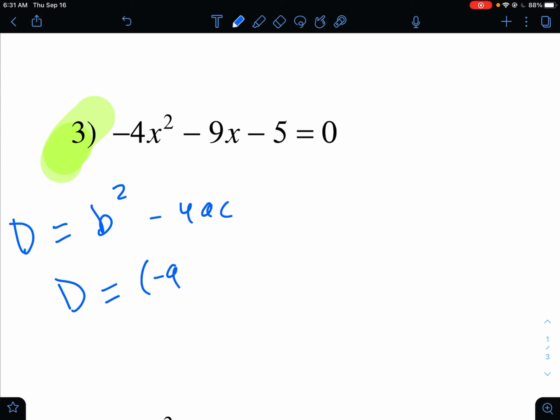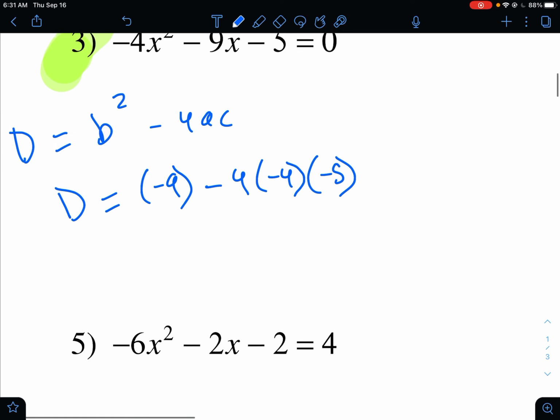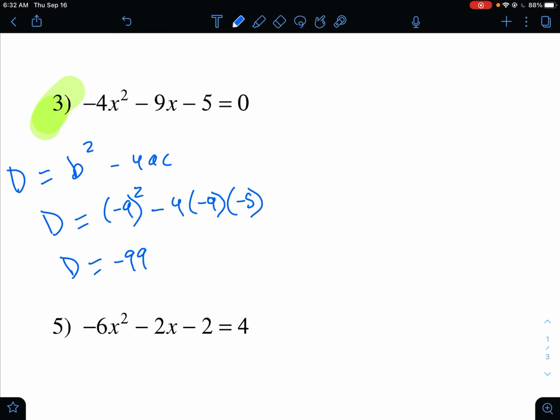B, in this case, is negative 9, minus 4 times A, which is negative 4, C, which is negative 5. And we're going to compute that. D comes out to be, this should be negative 9 squared. Yeah, I'm just going to put it in my calculator. Calculators are great. They do great things, like compute this stuff for you. Negative 4. Sorry, that should be 9. 4 times negative 9 times negative 5. All right, and I get negative 99.